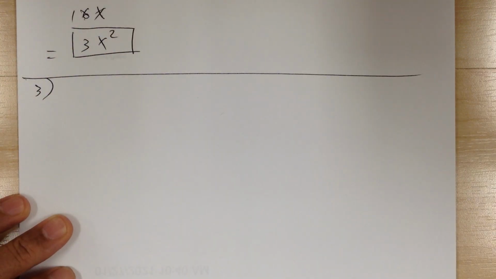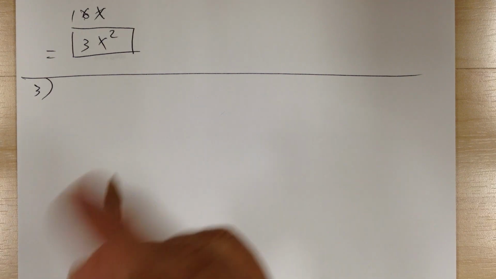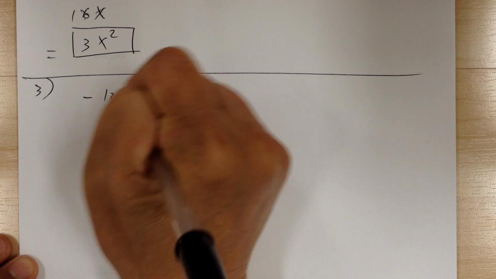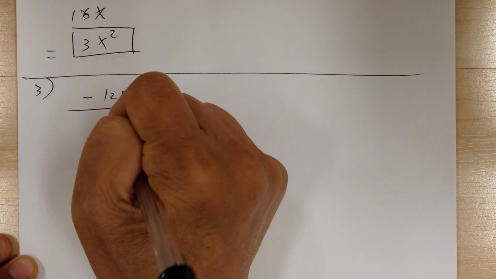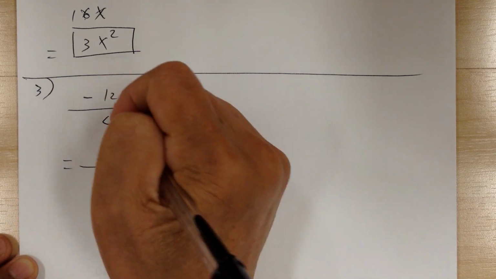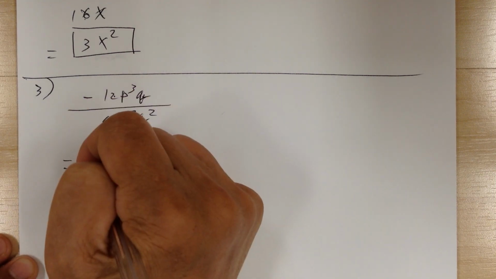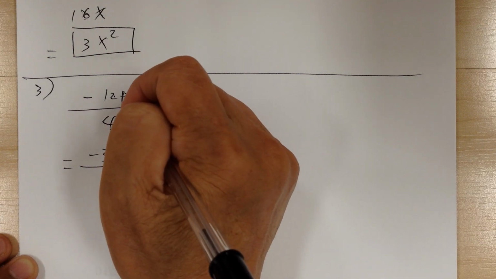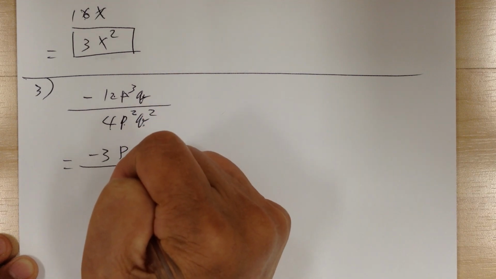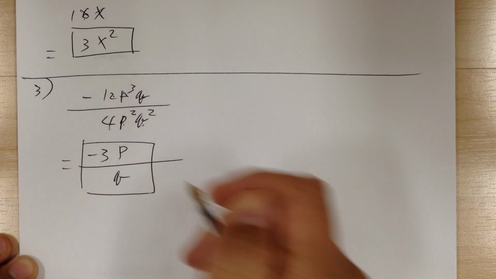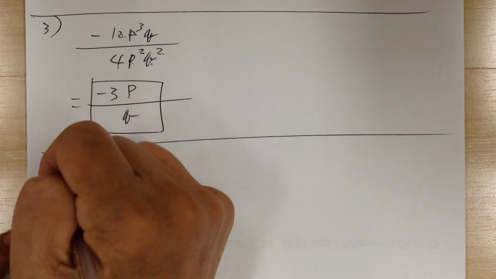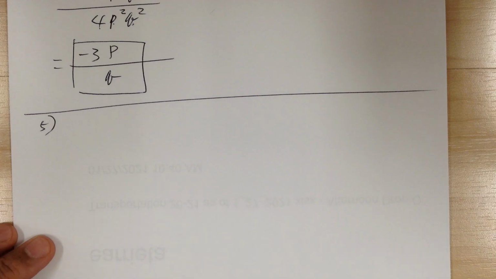Okay, number 3. You have negative 12 p to the 3 q over 4 p squared q squared. So 12 divided by 4 is 3, so it would be negative 3. And do the p. So p cubed over p squared would be p. Q, and you got q squared, so you're going to get q left over on the bottom. And that's it. So you can do the number and the alphabet. Again, write it down right away, so you cut down on the careless mistakes.